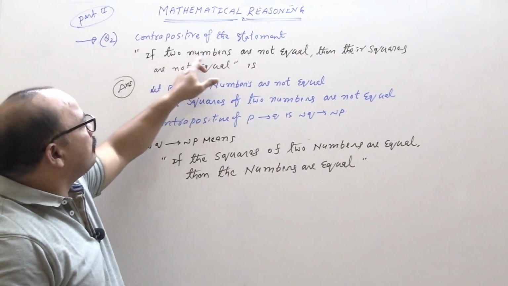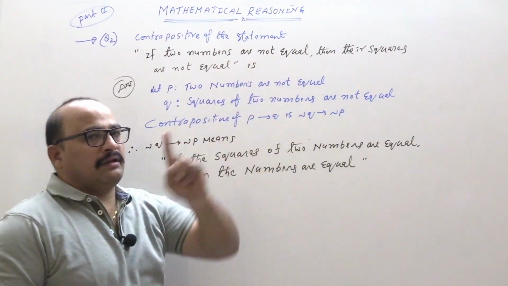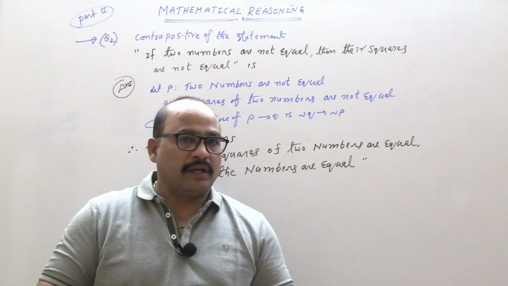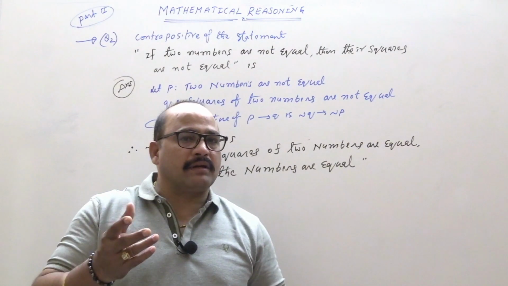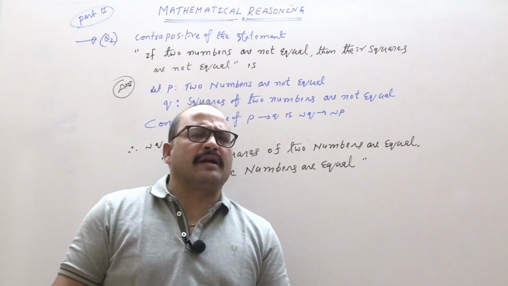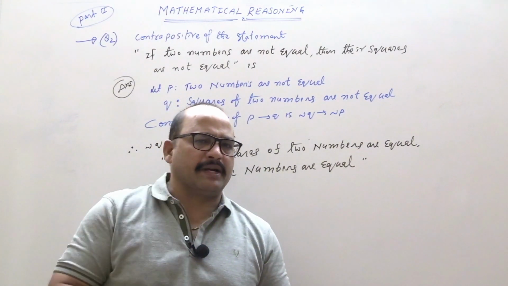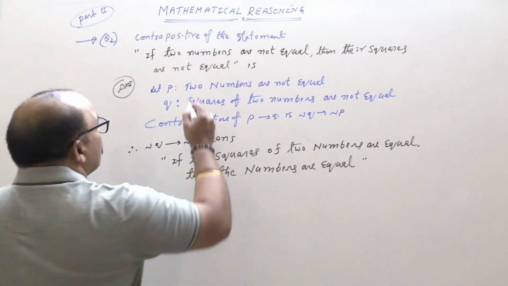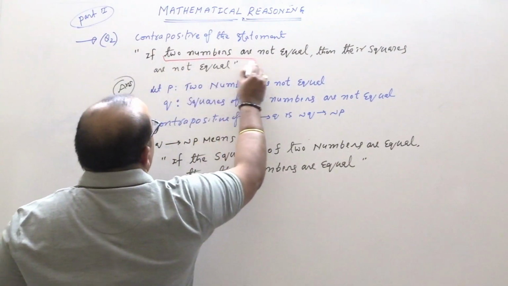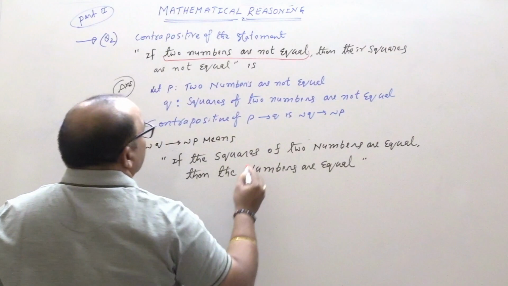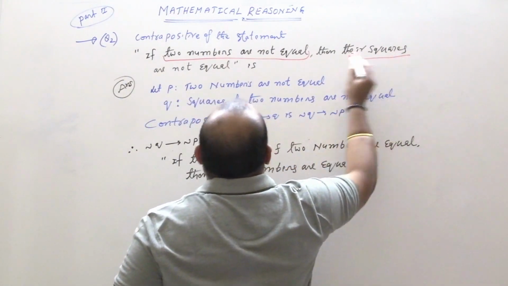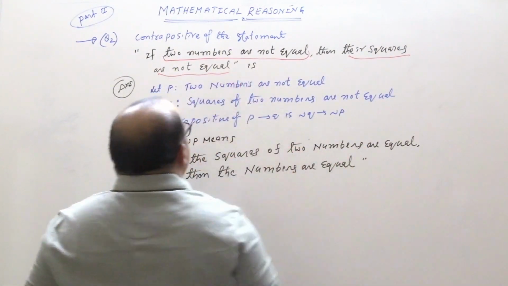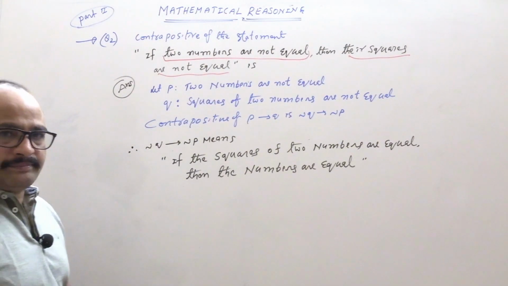If two numbers are not equal, that is one statement. Then their squares are also not equal. That is one statement, an implication: P implies Q. The first statement is that two numbers are not equal. The second statement is that their squares are also not equal.